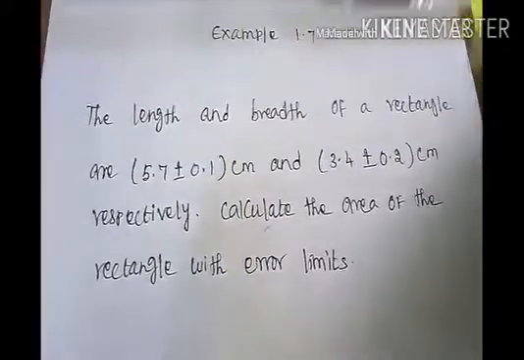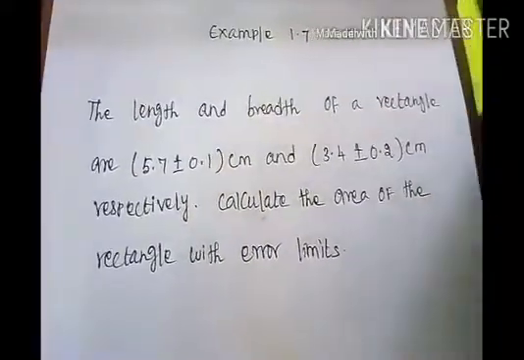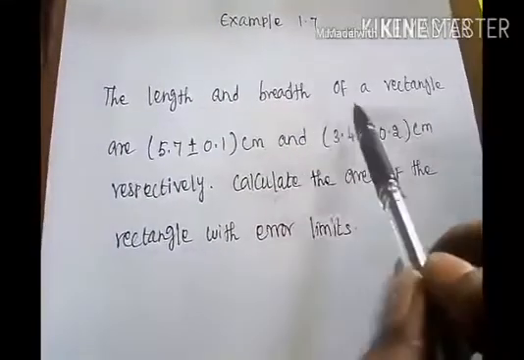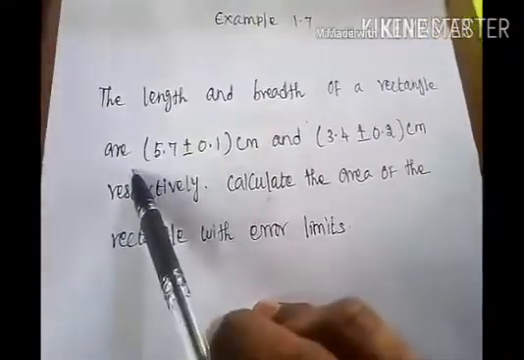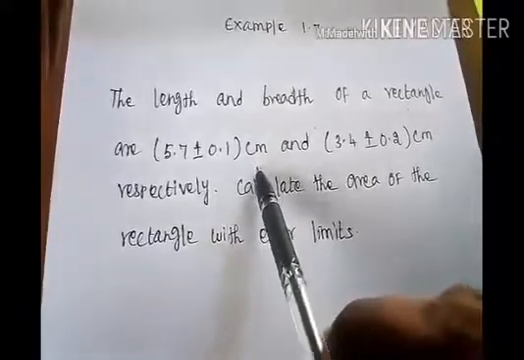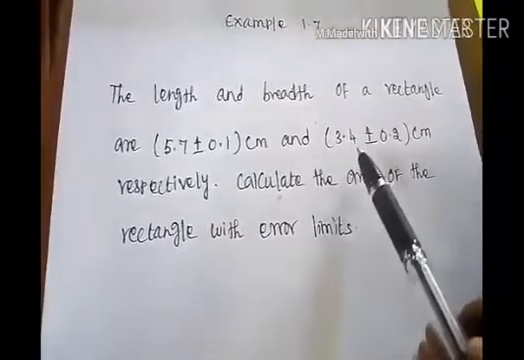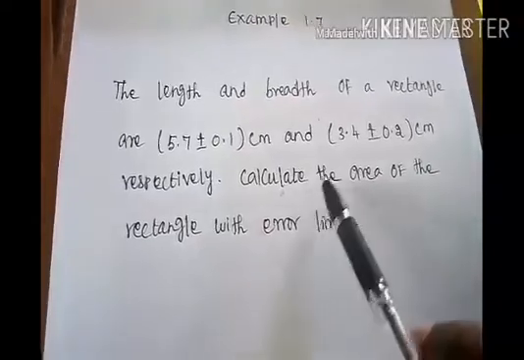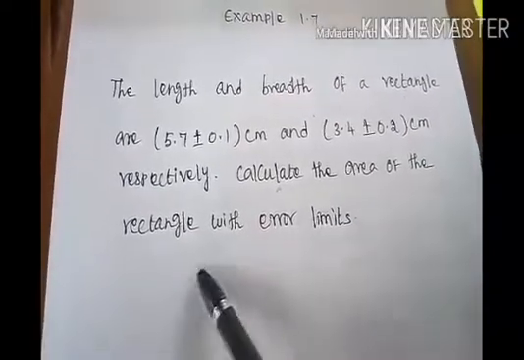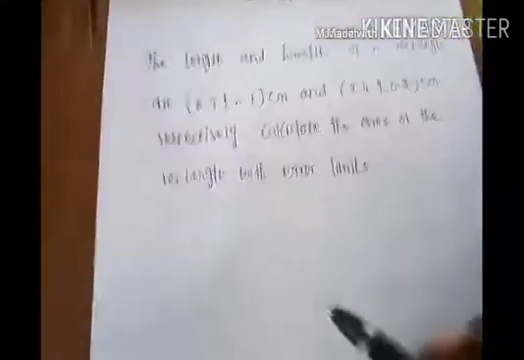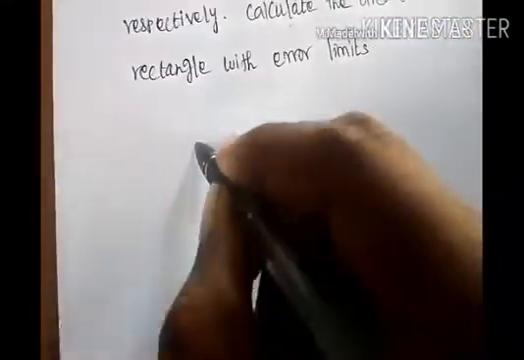Next one is example 1.7. In our question, the length and breadth of a rectangle are 5.7 plus or minus 0.1 centimeter and 3.4 plus or minus 0.2 centimeter respectively. Calculate the area of the rectangle with error limit. First let us consider the rectangular shape.